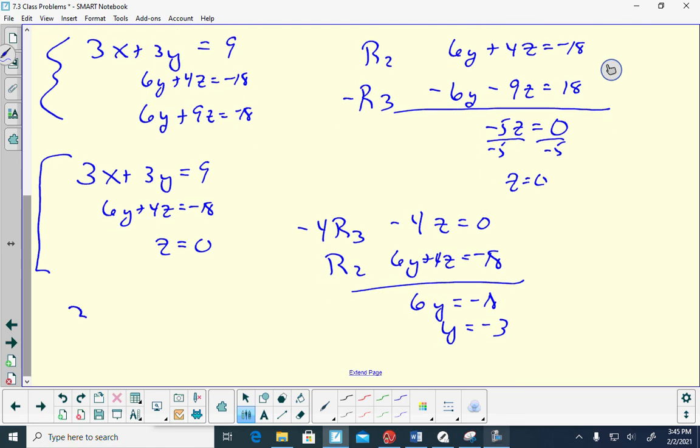So now I have 3x plus 3y is equal to 9, y is equal to negative 3, z is equal to 0. If you're following the chart, the next thing it tells you to do is row 1 and row 3 to eliminate the z. But when I look in row 1, I don't have a z, so I can skip that step. It's already done. I don't need to do it.